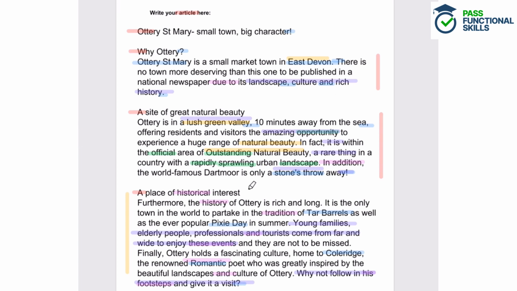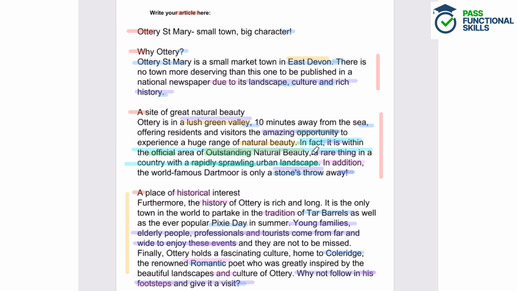So in this answer, we have, in fact, it is within the official area of outstanding natural beauty, a rare thing in a country with a rapidly sprawling urban landscape. So we've got that first start to the sentence saying, in fact, trying to persuade the reader that this is trying to back up opinions about Ottery St Mary with facts, saying that it's within this area of outstanding natural beauty, so it must be beautiful.